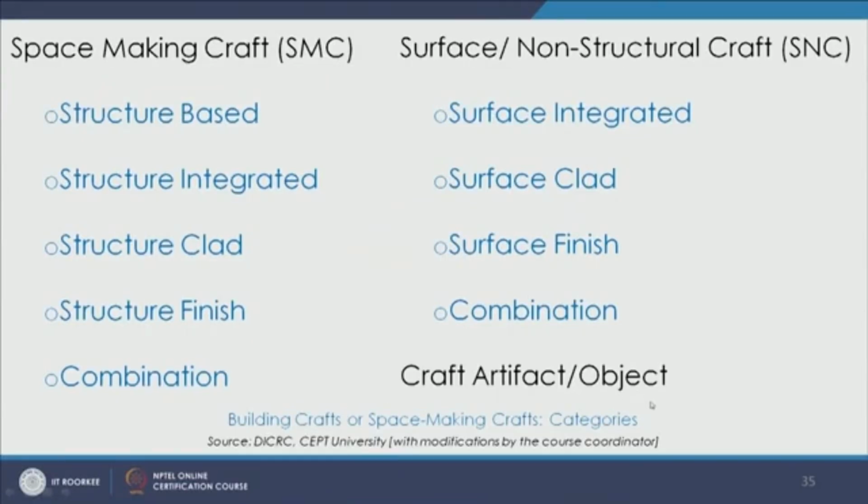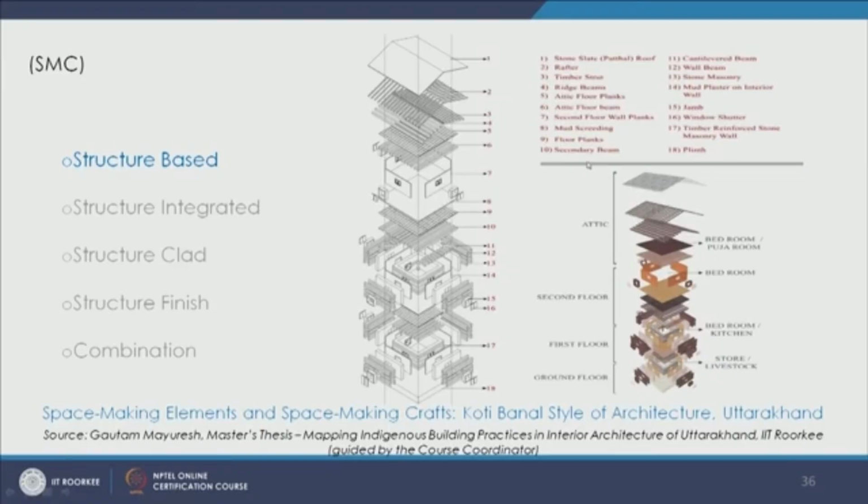We saw the categorization. So what are the major categorizations, and we also see that we can see craft as just artifacts and objects other than structural and the surface domain. So this is what we tried to summarize. We saw some examples. So because we already had this module in detail, I am just going to show the summary and some images. So we saw some examples of each category of craft and from different regions.